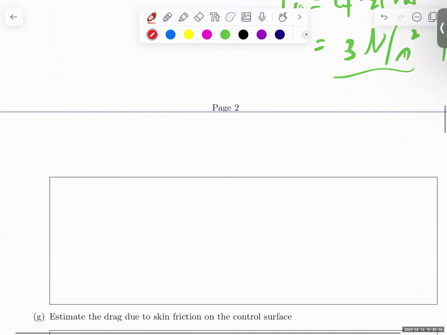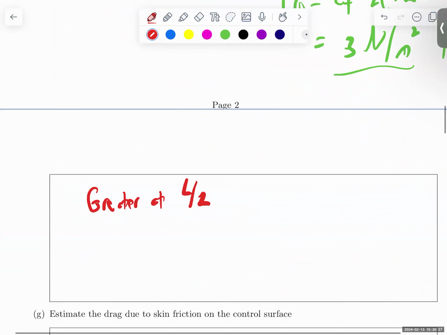I'm not going to run through the math. See if I actually put it in the solutions. Yes, it is greater at L over 2. And this is because the shear stress drops as you go down the plate.